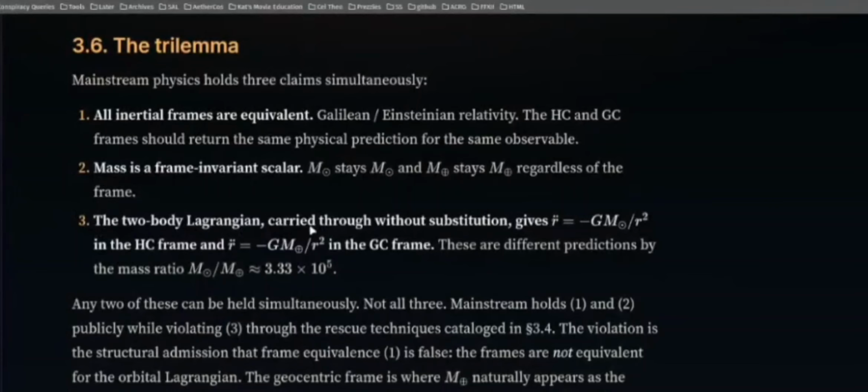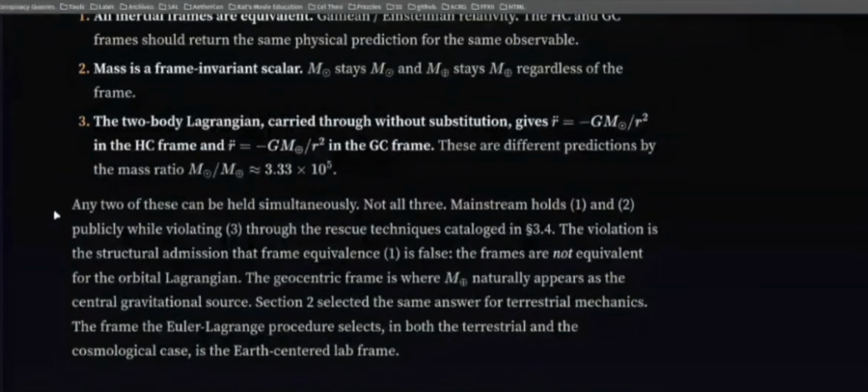3, the 2-body Lagrangian carried through without substitution gives the acceleration equal to minus GM sun over R squared in the heliocentric frame, and minus GM Earth over R squared in the GOC frame. These are different predictions by a mass ratio of 330,000. That's the difference of influence between the two. So any two of these can be held simultaneously, not all 3. Mainstream holds 1 and 2 publicly while violating 3 and using rescue techniques cataloged in section 3.4. The violation, which is where we went over, is just an approximation, the standard of reintroducing the mass of the sun in the GOC frame, all that kind of stuff. It's all basically the same thing.